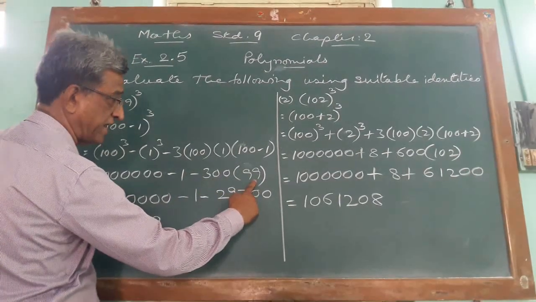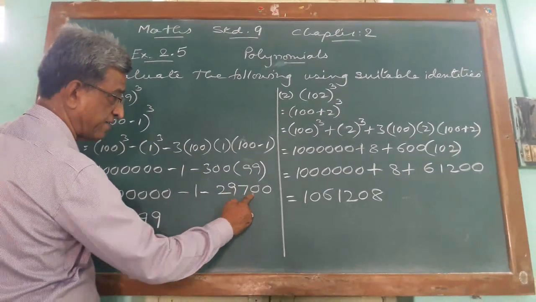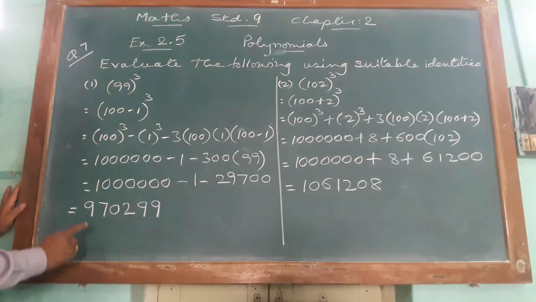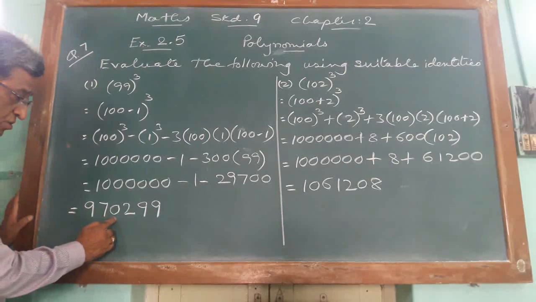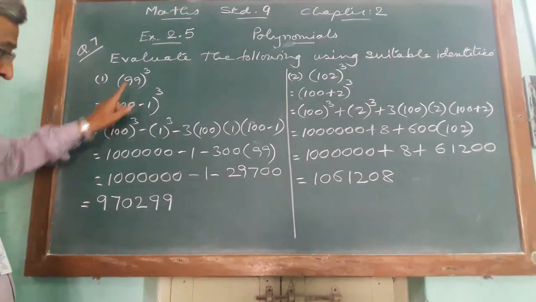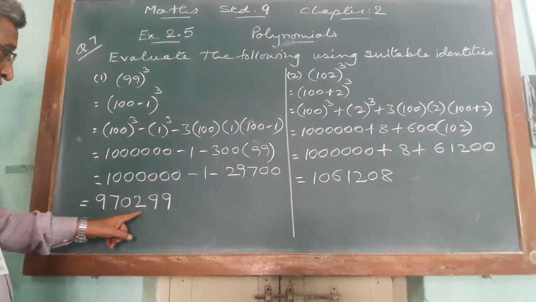300 into 99 gives you 29700. Again simplify. You will get 970,299. So cube of 99 is 970,299.